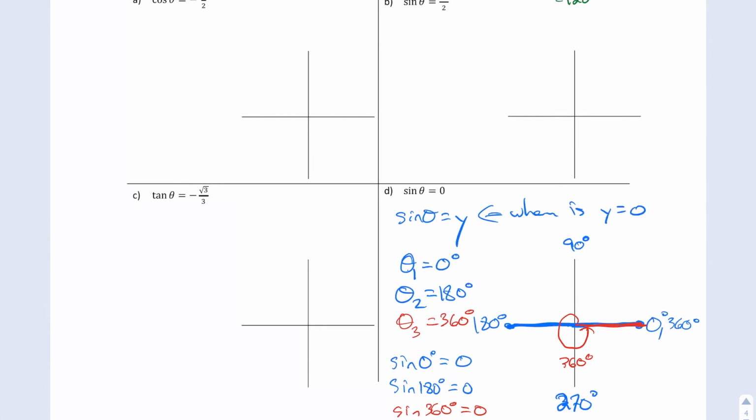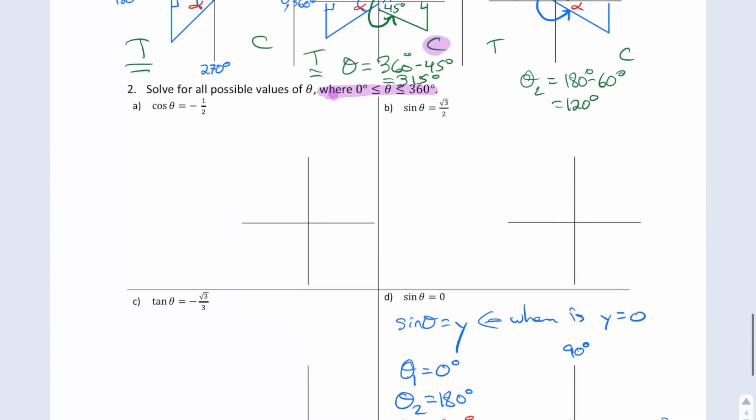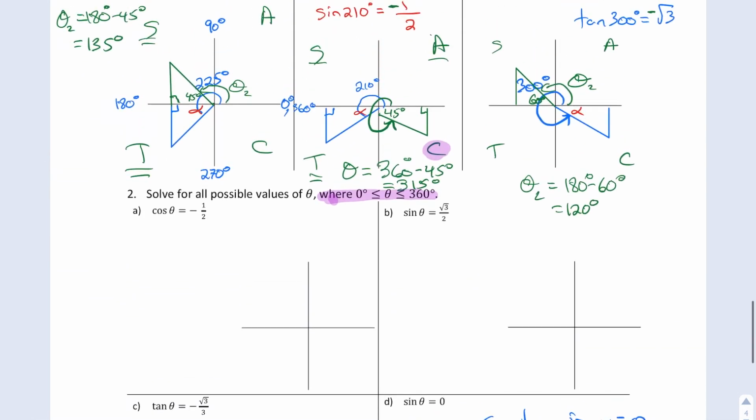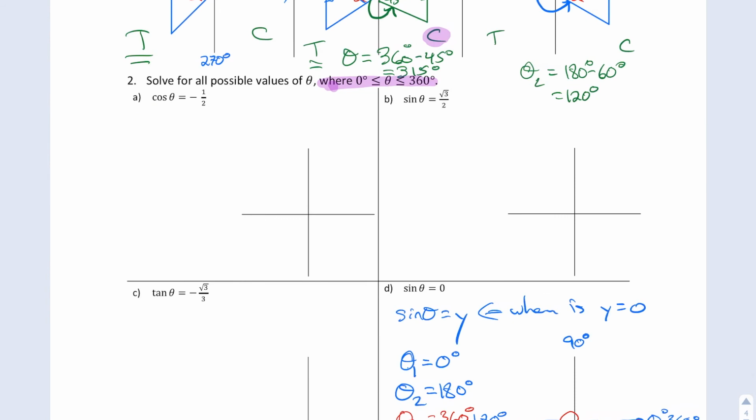Remember, sine is y, cos is x, and tan is going to be y over x. Again, I will fill in the rest of this, but I think you probably have enough to be able to do this on your own. But give it a try and let me know if you have any questions.